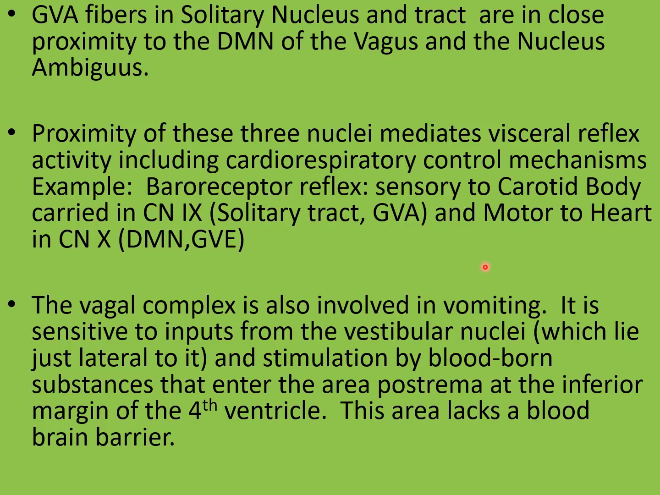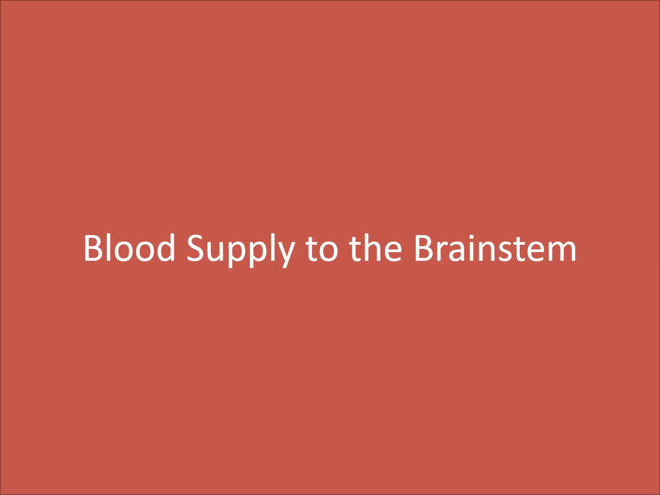The vagal nerve is also involved in vomiting, and inputs from the vestibular nuclei come into the vagal nerve and can induce vomiting. Also, the vagal complex can be activated by various substances coming in through the blood, because there's a reduced blood-brain barrier in the vicinity of the vagal complex near the margin of the fourth ventricle. As a result, the vagal complex can detect some of those toxins and produce vomiting to attempt to get rid of harmful substances.